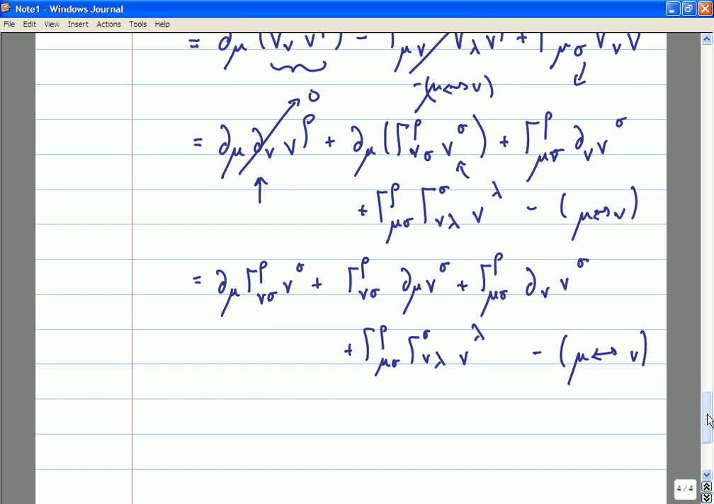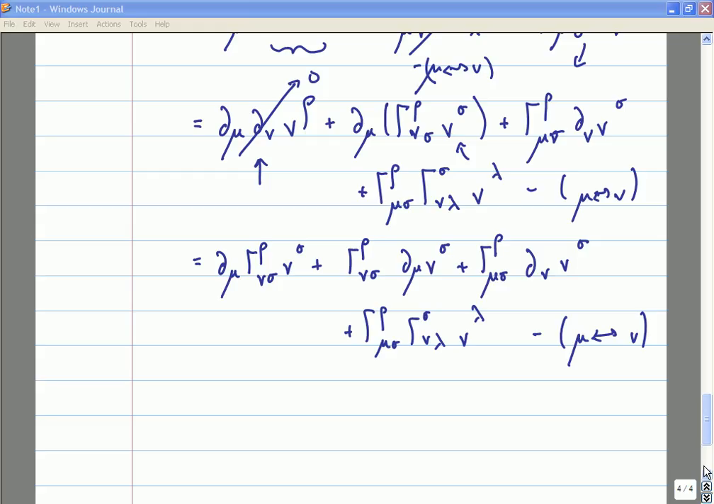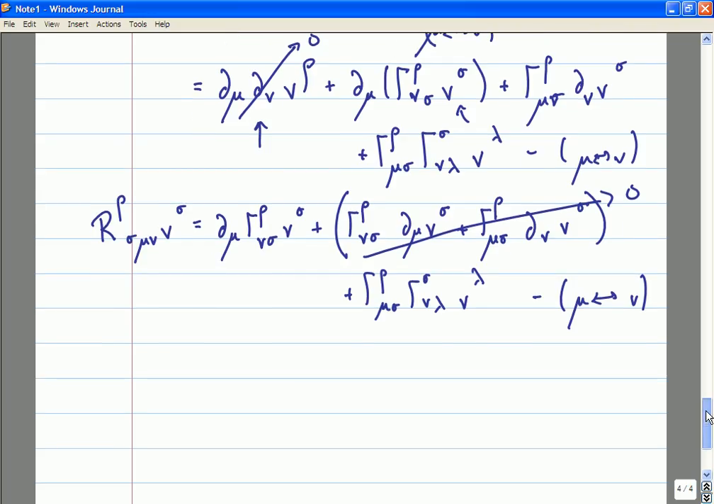Now remember that at the end of the day, we're going to get something that's supposedly proportional to V. And indeed, if you look at the two terms that I've written in parentheses here, you'll see that when you switch mu and nu, those two terms will be interchanged. So the term in the parentheses there is symmetric in mu and nu. So when I subtract off the same thing with mu and nu switched, that will be equal to zero. So we are left with only two terms. So remember, this is r rho sigma mu nu v sigma. And this gives us a formula for the Riemann curvature tensor.